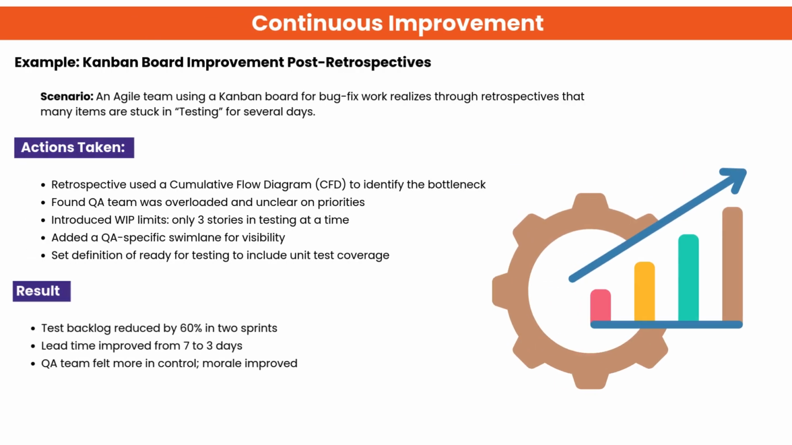This example shows how retrospectives helped an Agile team improve their Kanban process. The team discovered that many items were stuck in testing due to overload and unclear priorities. Actions included limiting WIP, adding a dedicated testing swim lane, and improving definition of ready. As a result, backlog reduced by 60%, lead time improved from 7 to 3 days, and team morale increased.